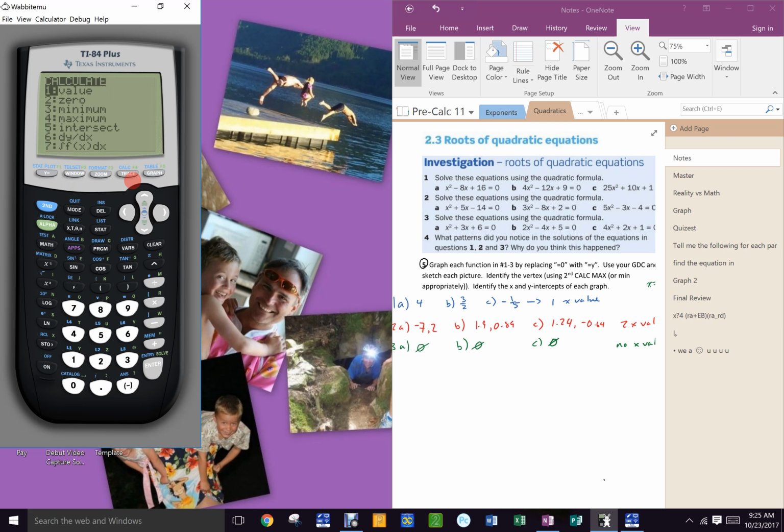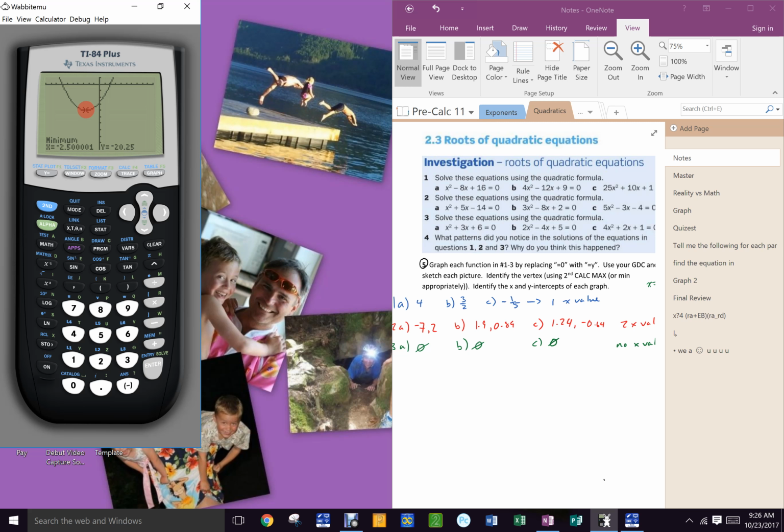Second calc, it's a minimum, 3. And I need my left boundary, so my cursor, I got to get it over to the left. I'm left of my vertex, aren't I? Enter. Now I get it over to the right. Enter. Guess. Enter. And my vertex is at negative 2.5 on the x-axis. And notice it even gives me the y value. Negative 20.25. So this point on the graph is negative 2.5, comma, negative 20.25. Everybody good with that?